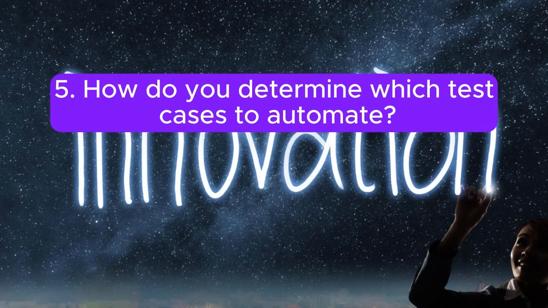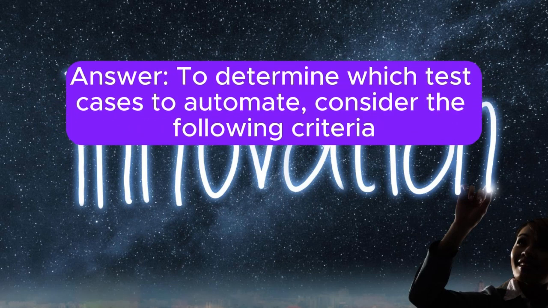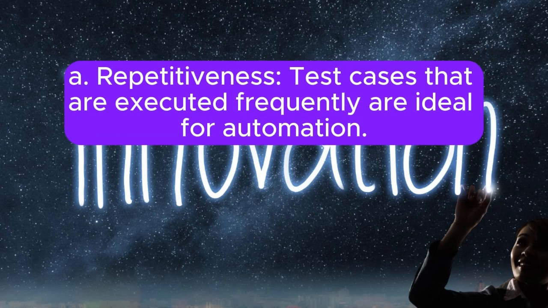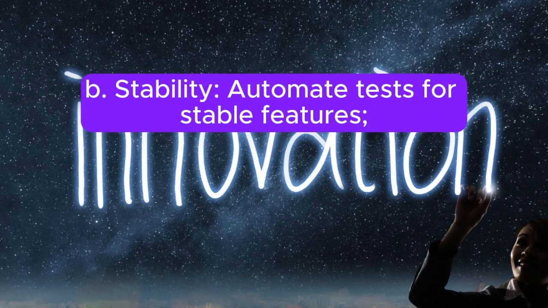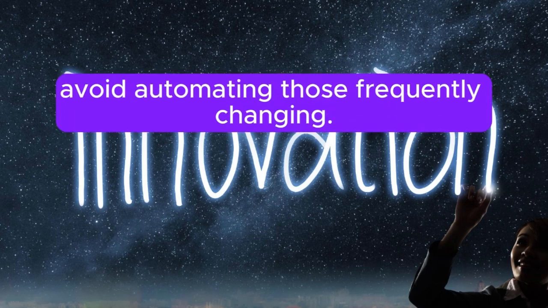5. How do you determine which test cases to automate? Answer: To determine which test cases to automate, consider the following criteria. A. Repetitiveness. Test cases that are executed frequently are ideal for automation. B. Stability. Automate tests for stable features. Avoid automating those frequently changing.